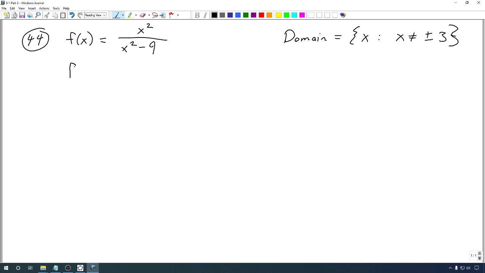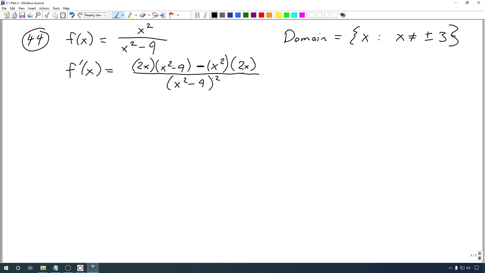Now we take the derivative. Of course, this is a quotient, so we're going to use the quotient rule. Remember how that quotient rule goes. We take the derivative of the top. Derivative of x squared is 2x. We multiply that by the bottom, this x squared minus 9. Then we subtract. We take the top as it is, times the derivative of the bottom. The derivative of x squared minus 9 is 2x. The 9 just goes away. Of course, then we get to divide by what was originally on the bottom, the x squared minus 9, squared.